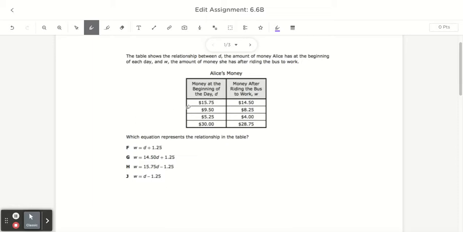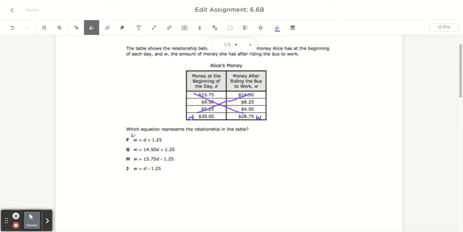Okay, so we know that we only look at the information on the last line of the table. That's going to be the most important thing that we're going to look at. And we have to label it. It says right here, money at the beginning of the day, D. So that means that this number represents the D. And this one says money after riding the bus to work, W. So this one represents our W.